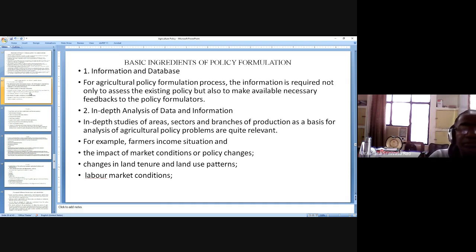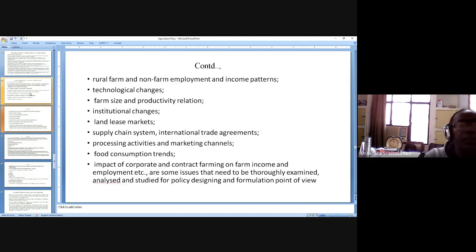Okay, next slide. Rural farm and non-farm employment and income patterns, technological changes, farm size and productivity relations, institutional changes, land lease markets, supply chain system, international trade agreements, processing activities and marketing channels, food consumption trends, and the impact of corporate and contract farming on farm income and employment are some issues that need to be thoroughly examined, analyzed, and studied from the policy designing and formulation point of view.